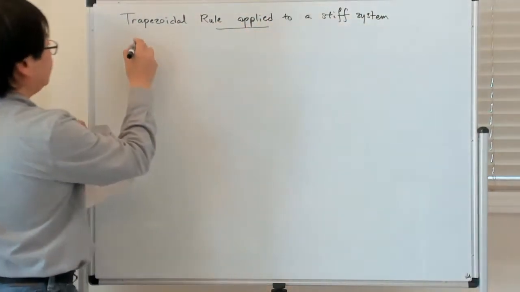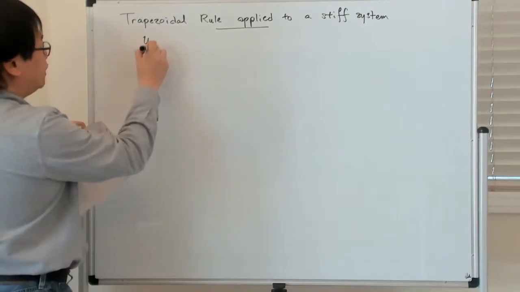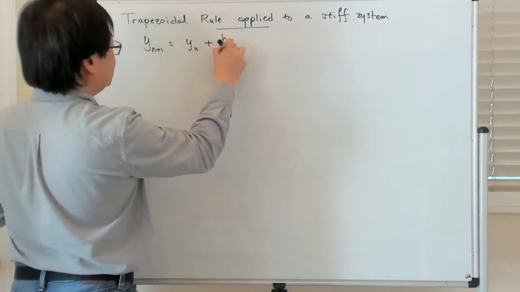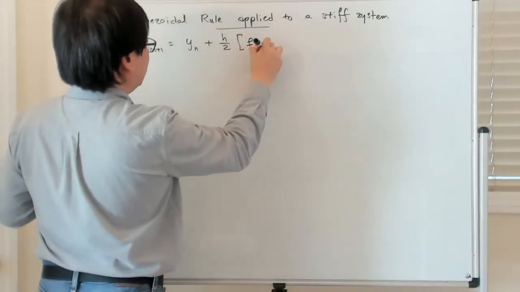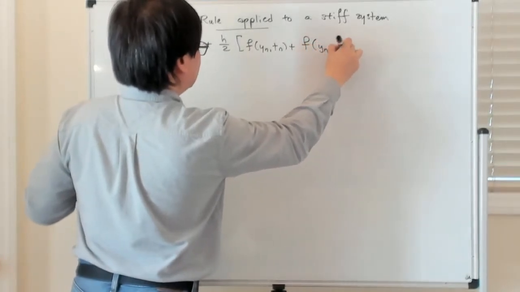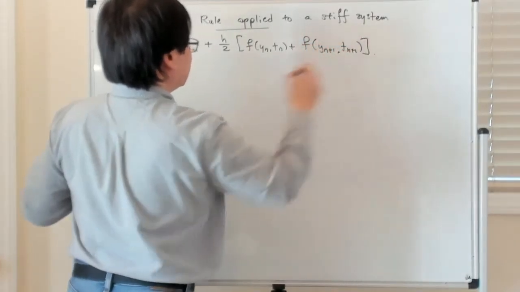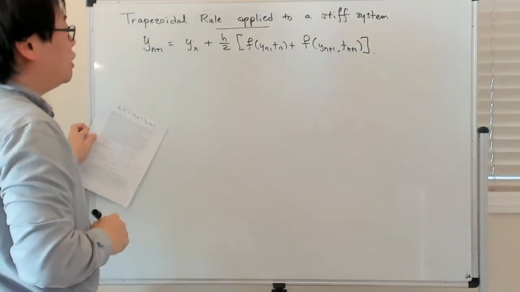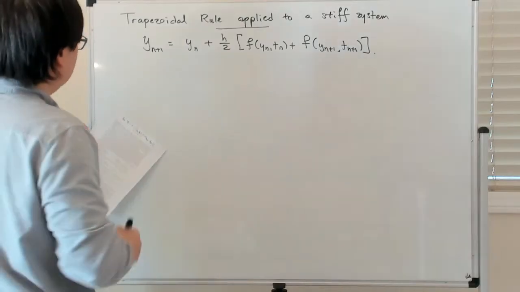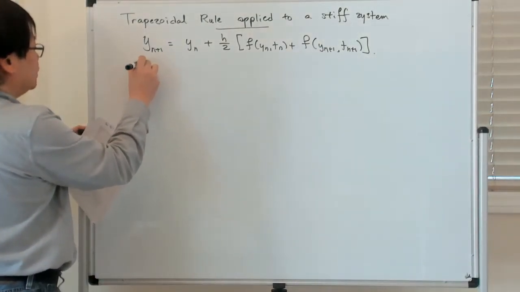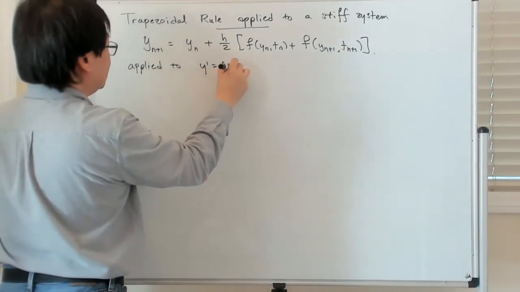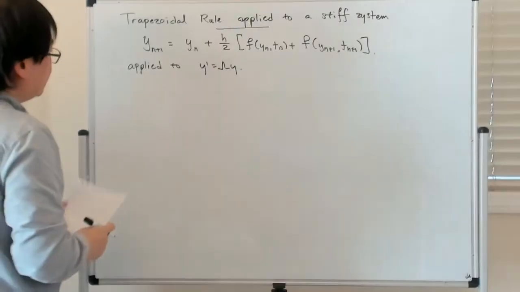So if you recall, the trapezoidal rule looks like the following. y_{n+1} is equal to y_n plus h over 2, f evaluated at (y_n, t_n) plus f evaluated at (y_{n+1}, t_{n+1}). And the model problem which we're looking at has the form y' = λy. So this is applied to y' = λy. Okay, so let's see what happens.